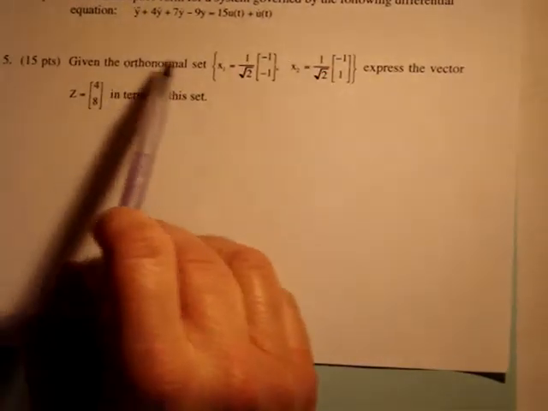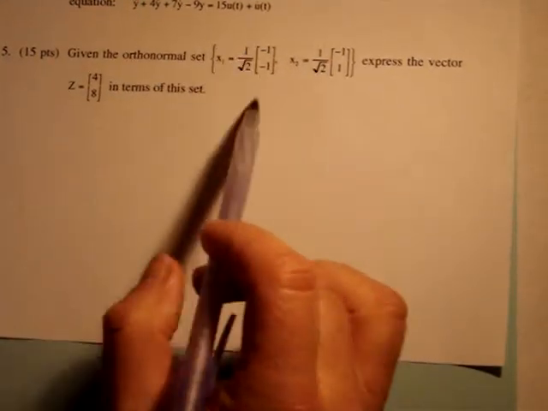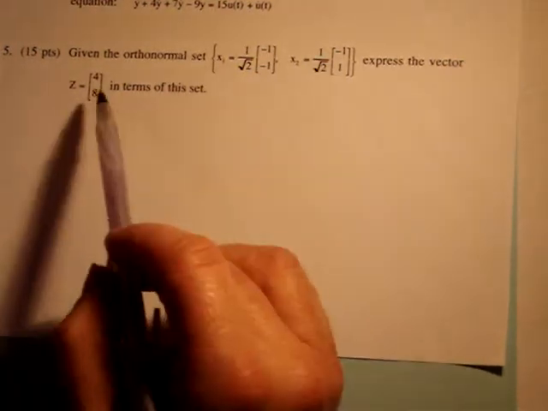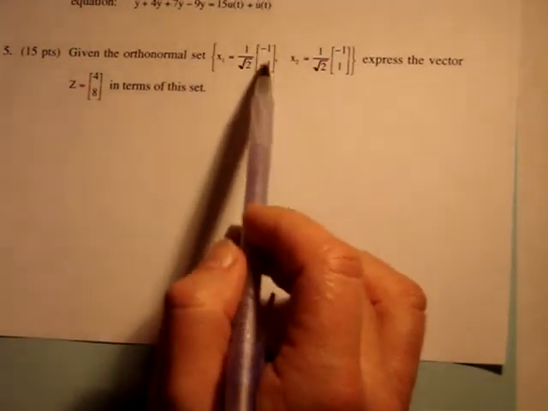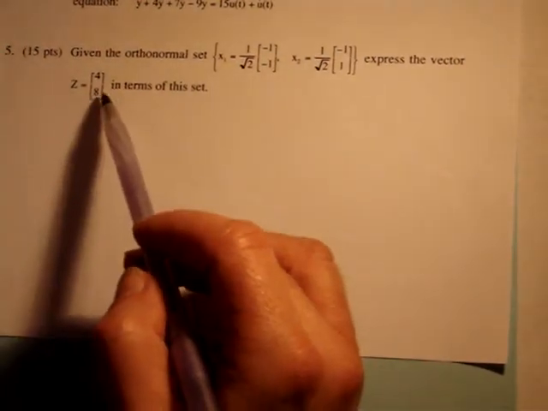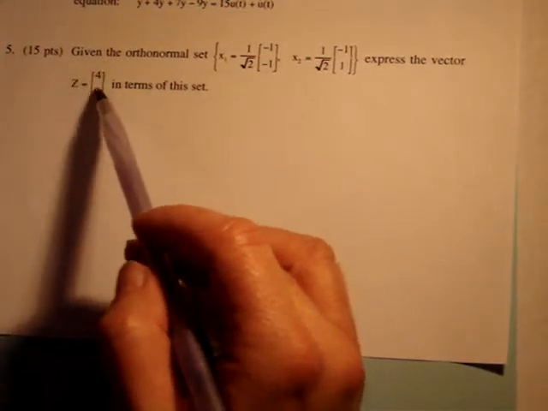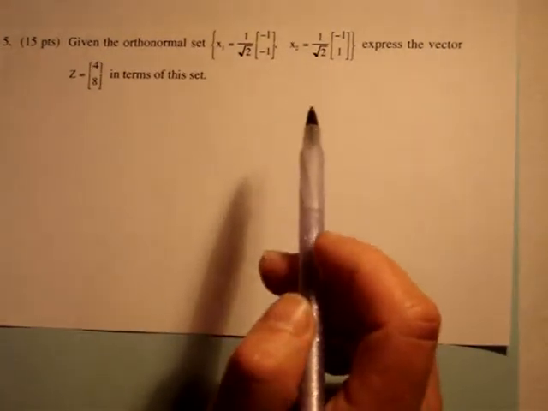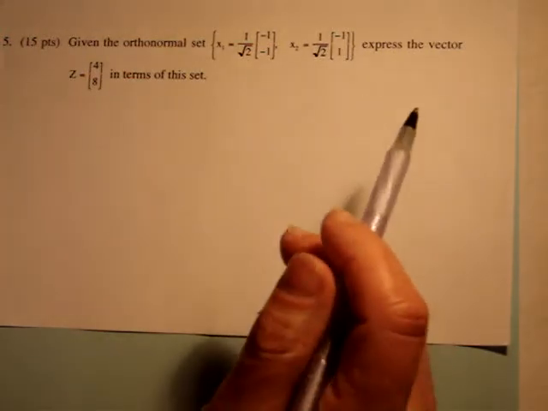Alright, let's look at number 5 on our sample exam. It says given an orthonormal set, so we know that they are orthonormal, express this vector in terms of set. So there are two-dimensional vectors here, and so we should be able to express any vector in 2 dimensions in terms of this set. So how are we going to do this?